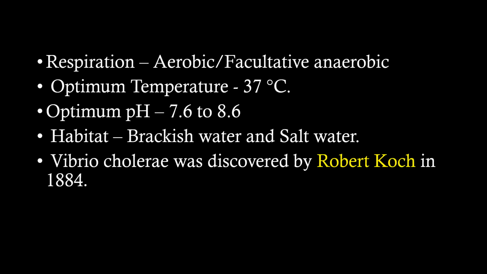Respiration is aerobic or facultative anaerobic. Optimum temperature is 37 degrees Celsius. It is also able to grow between 20 degrees Celsius and 45 degrees Celsius. The optimum pH is 7.6 to 8.6. Habitat: brackish water, that is high salinity water, and salt water. Vibrio cholerae was discovered by Robert Koch in 1884.